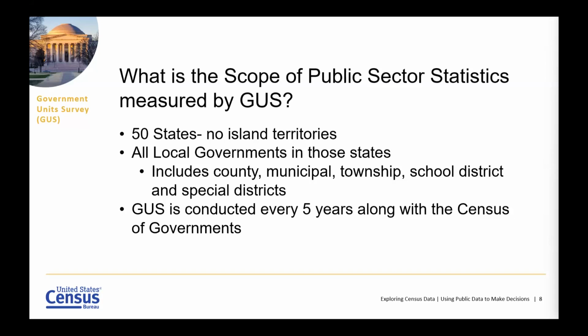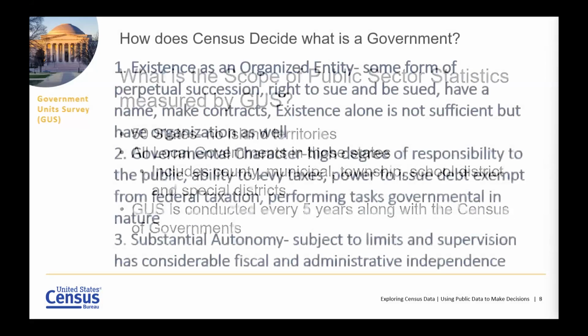GUS data was last compiled in 2021 as part of the 2022 Census of Governments. It covers all 50 states, but not island territories, and all local governments. The District of Columbia is included as a local government, as it's not part of any state. The next GUS and Census of Governments will be 2027.